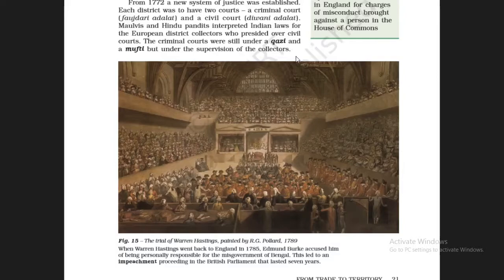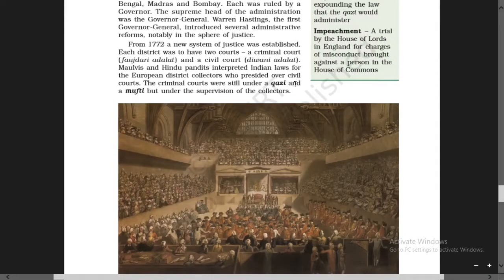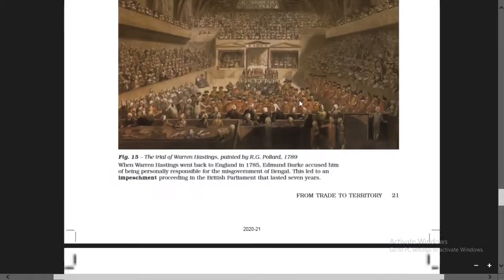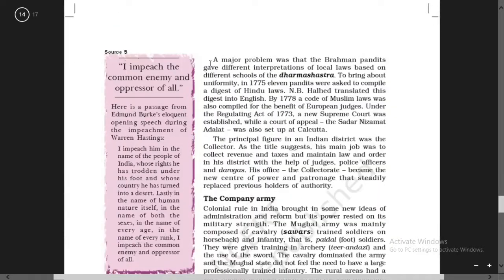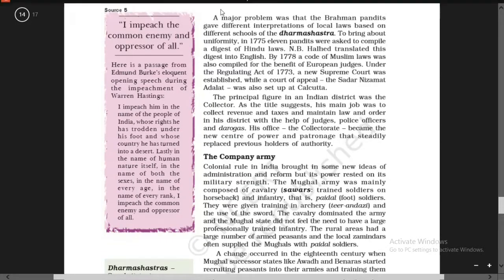Then boys, impeachment means a trial by the House of Lords in England for charges of misconduct brought against a person in the House of Commons. You underline this thing also, you know it. Let us turn over to the next page of the book, that is page number 22.